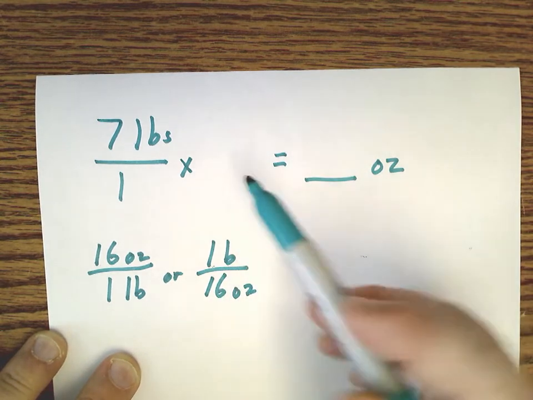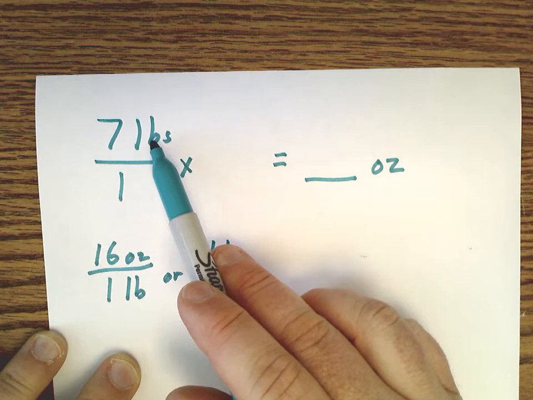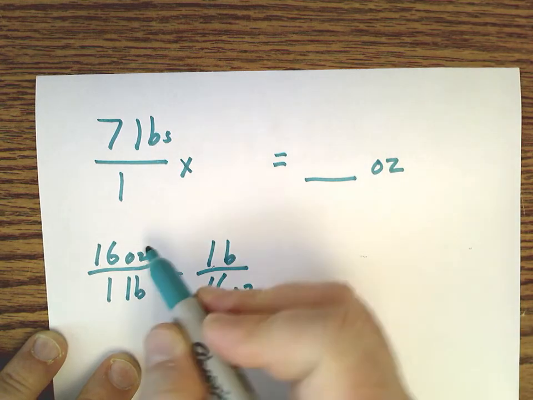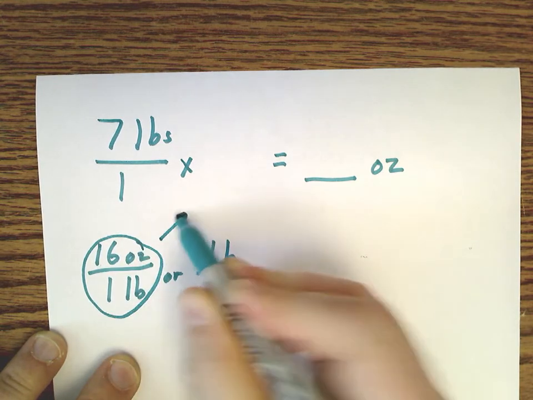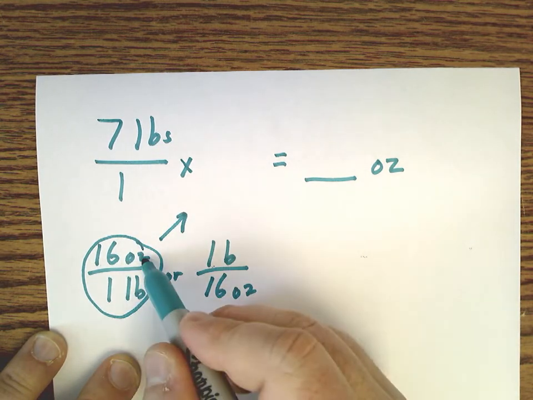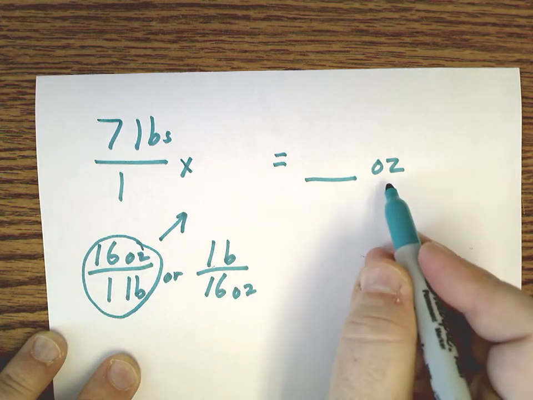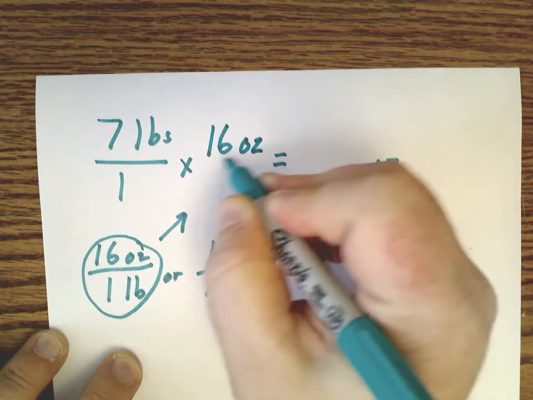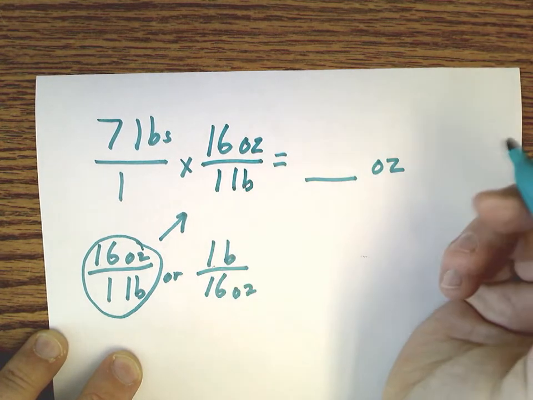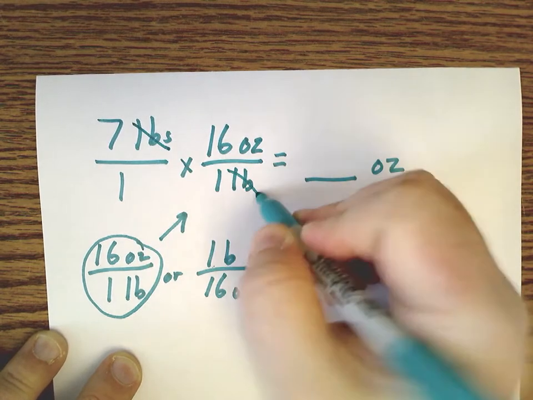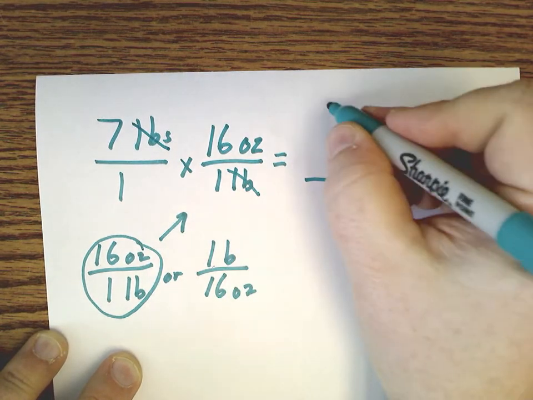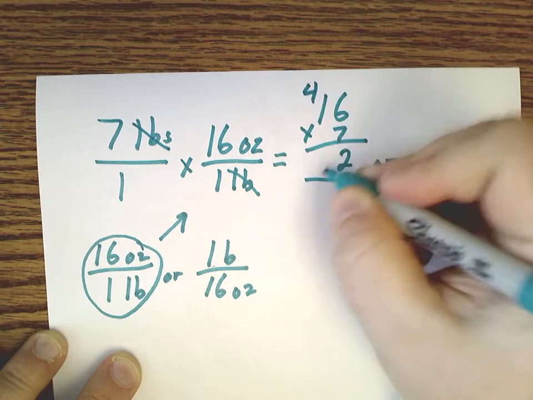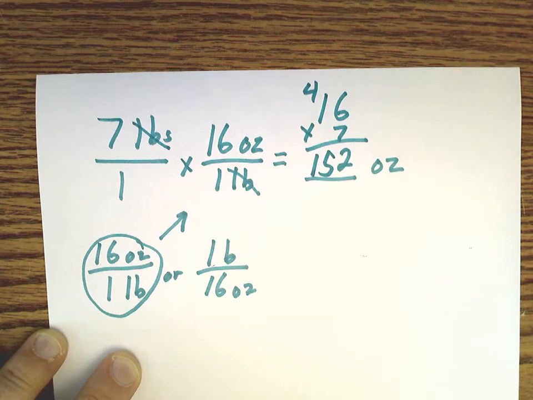We look back at our original problem and we see that we start with pounds. So we need to get rid of pounds and end up with ounces. If we use this ratio right here, that would allow pounds to cancel out and leave us with ounces in the numerator for our final answer. So we're going to multiply by the ratio 16 ounces per pound. Pound divided by pound cancels out, and that leaves us with 16 times 7, which would be 152 ounces.